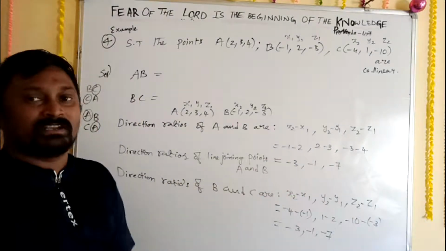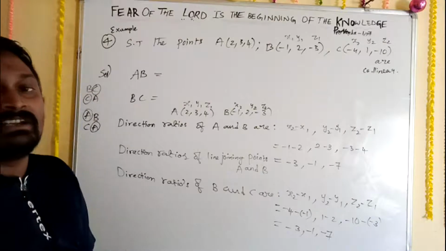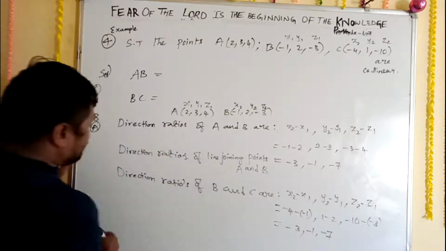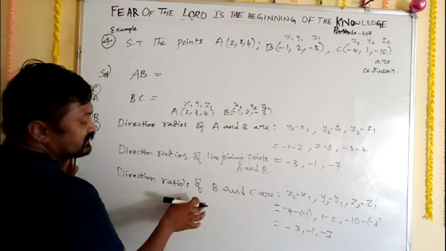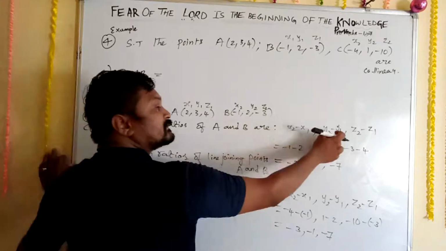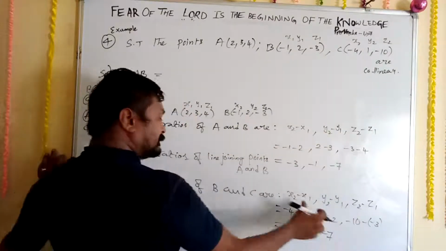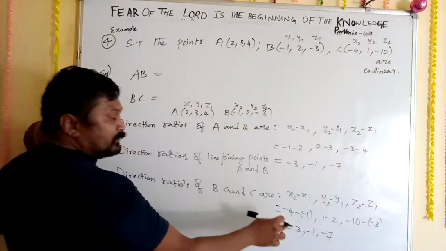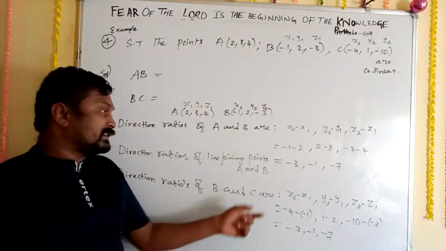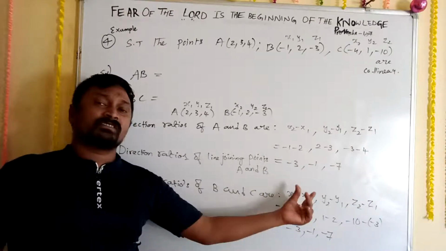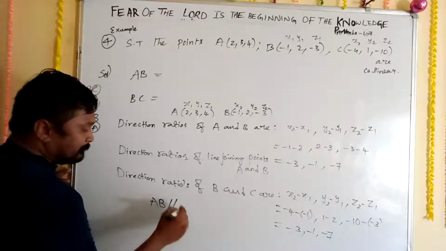Okay, next problem on this. I will try to increase the size of the font. Okay, right. So now the direction ratios of B and C also. In the same manner, use the formula x2 minus x1, y2 minus y1, z2 minus z1. But here the points are B and C. After doing that, you find that these ratios are the same. When the ratios are the same, AB is parallel to BC.